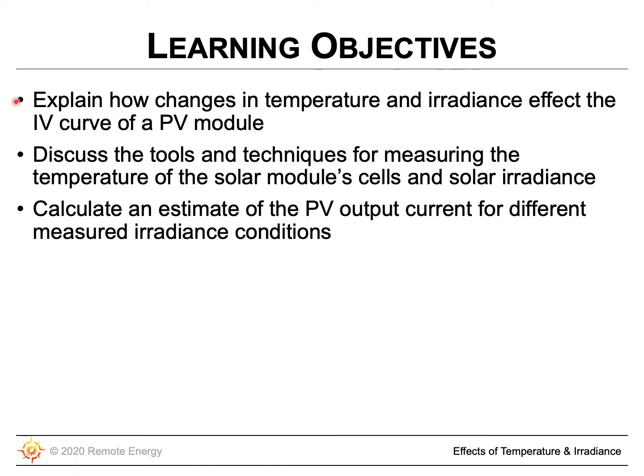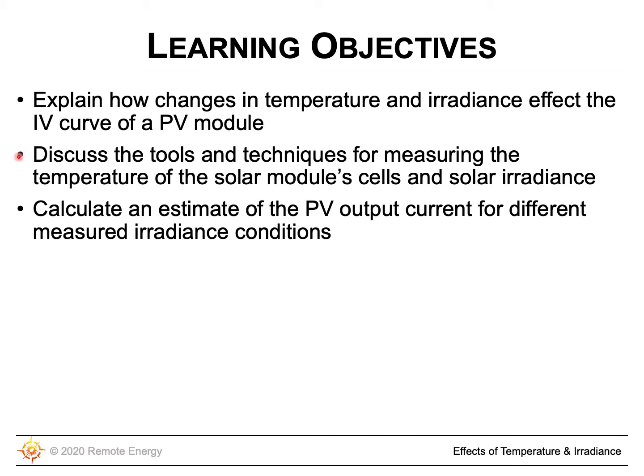Said a different way, you should be able to explain if it's a hot day or a cold day, or if it's a very sunny day or not very sunny day, how is that going to change the electrical characteristics of our PV module? How will that affect our voltage, our amperage, and the power production of our PV module?